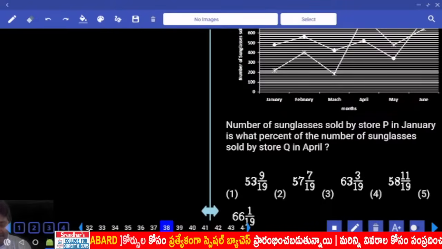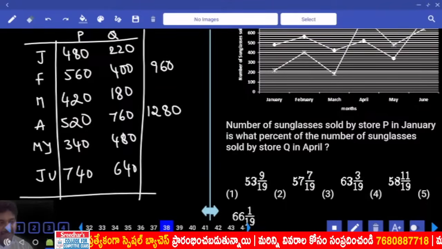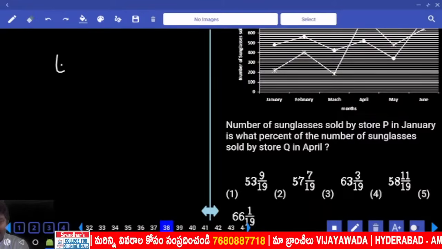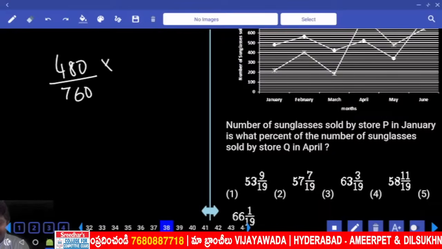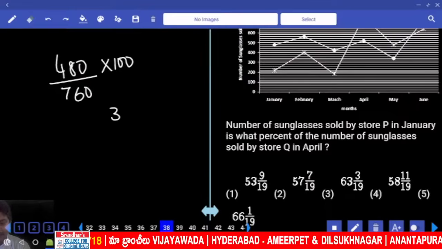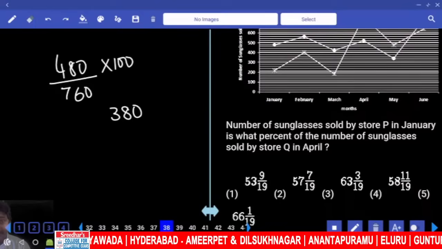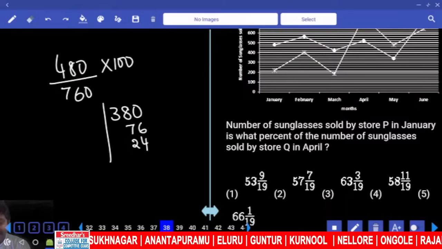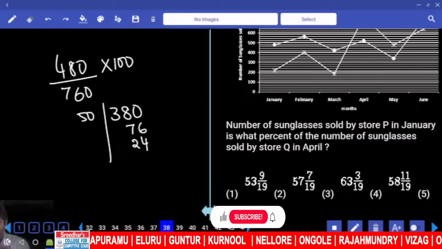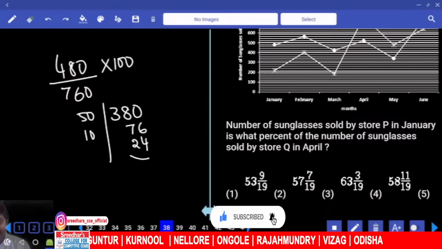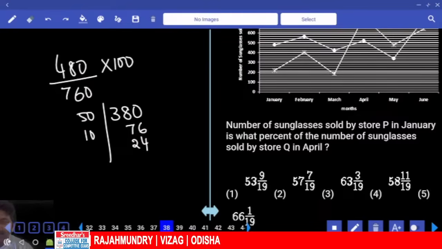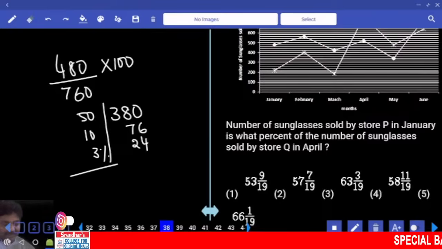Number of sunglasses sold by store P in January is what percent of the number of sunglasses sold by Q in April? P in January, Q in April. 480 by 760. 480 divided by 760. Percentage into 100. What is 50% of the denominator? 380. But our numerator is 480. There is a 100 difference, correct? What is 10%? Still you have to add 24, right? One is 50, the other is 60, 10 more, correct? So far we have 60, but still we need to add 24. Now our agenda is to identify 24 is how much percent. What is 1% of the denominator? Approximate. How many 8s are here? That means this is 3% only. Answer should be close to 63%. There is only one.